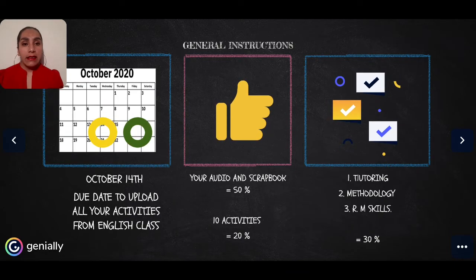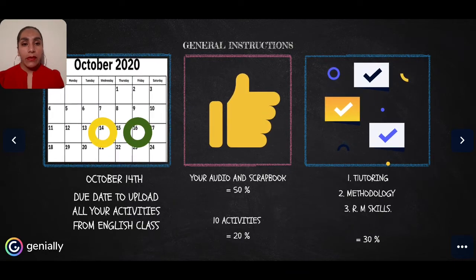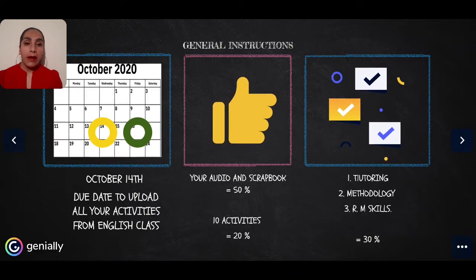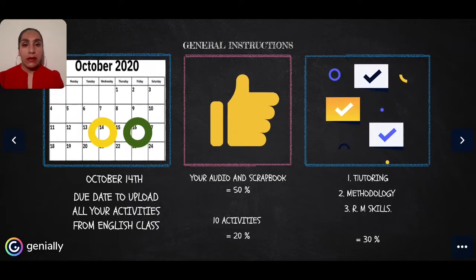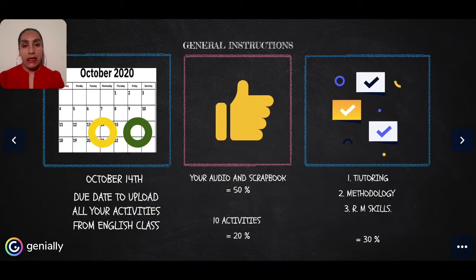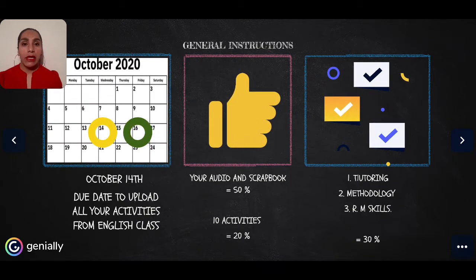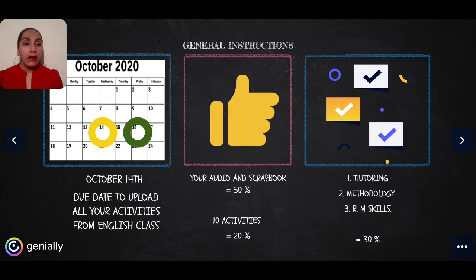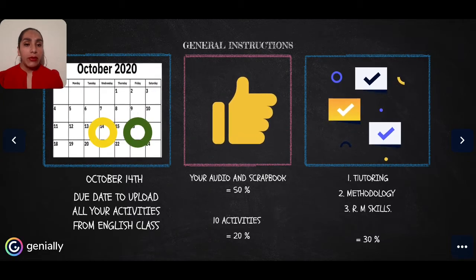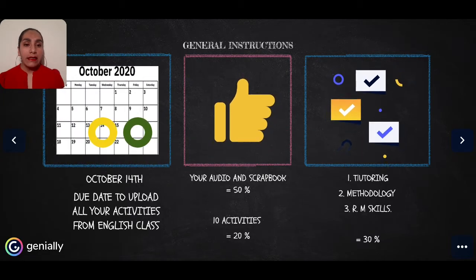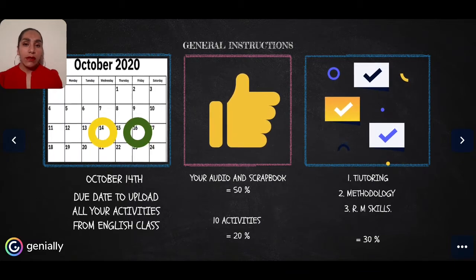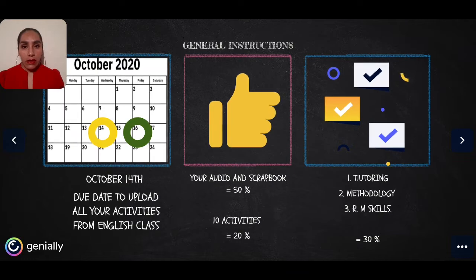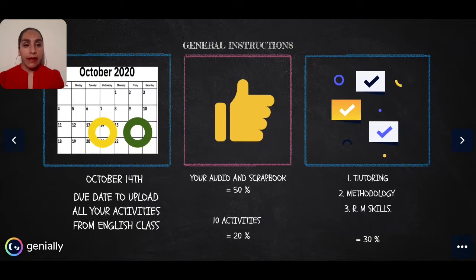El 16 de octubre espero ya tener sus resultados de la evaluación para poder compartirlos con ustedes. También ya saben que los avances y las calificaciones se las voy publicando en el WhatsApp. ¿Ok? Y bueno, también importante recordar que en la clase de inglés su audio y su scrapbook, su libro de recortes, equivalen al 50% de calificación.